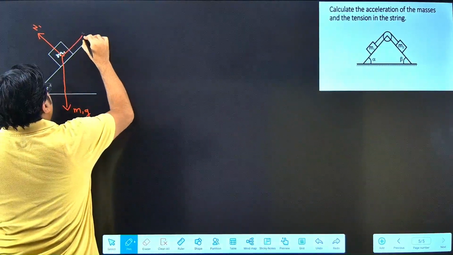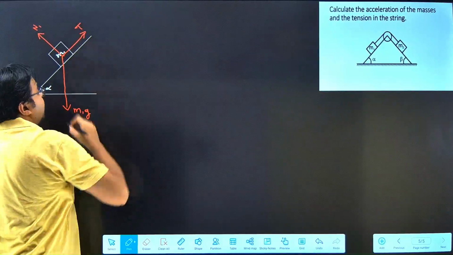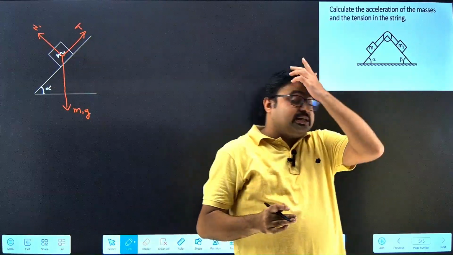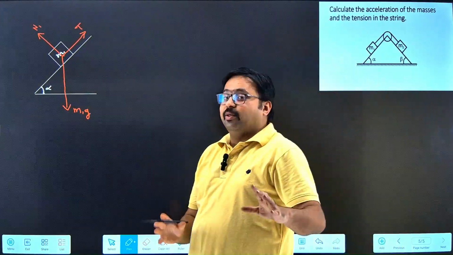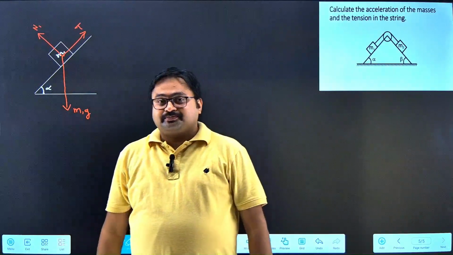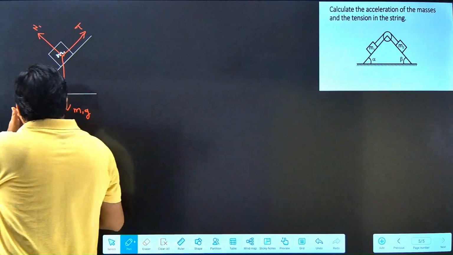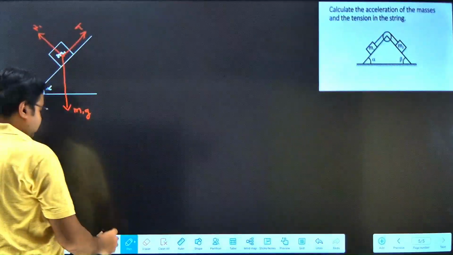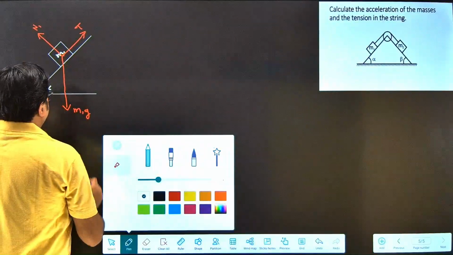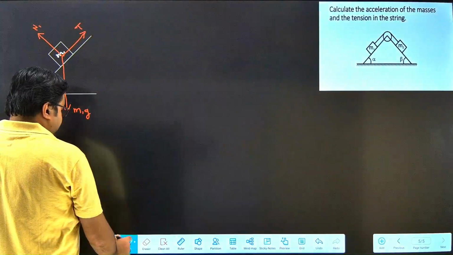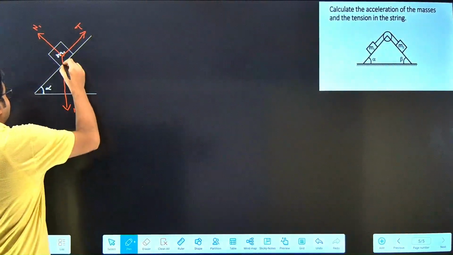So here you have a tension acting in this direction. These are the three forces that are really acting on that mass M1, right? But then you can resolve these forces this way. So let's resolve these forces. I'm just going to resolve the weight because that would be sufficient.